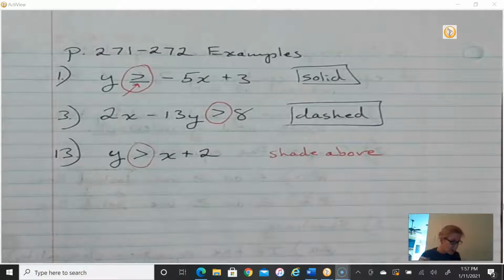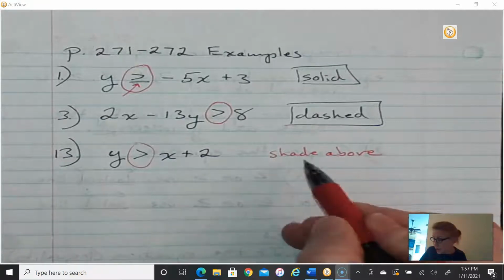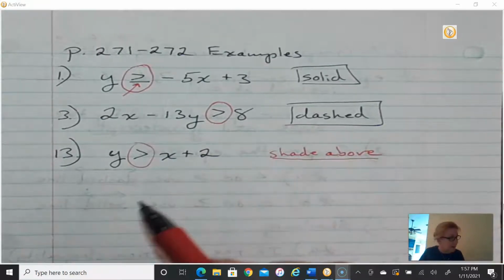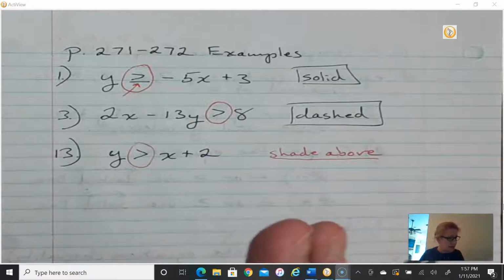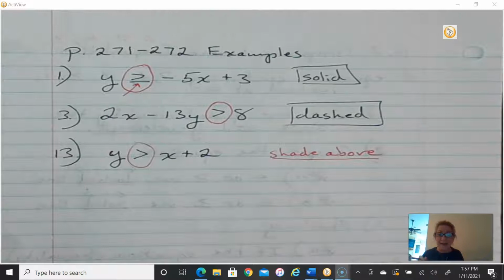So right then and there, which two choices could it be? With just knowing that you're shading above, you eliminate A and C because those are shading below. So now we're stuck with B and D.